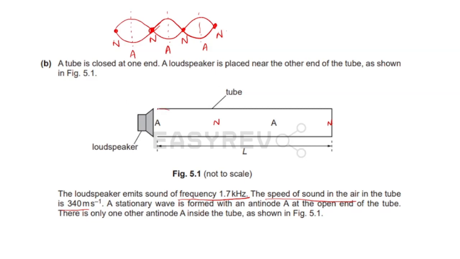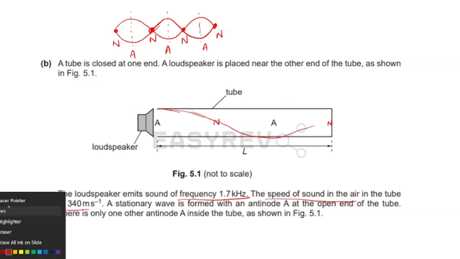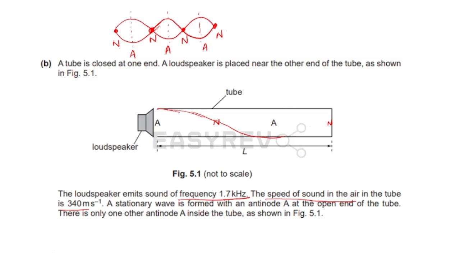So let's sketch our stationary wave here. So that's one loop here, made from one line, and then comes the other, right? So here we have one loop, and then we have half a loop.